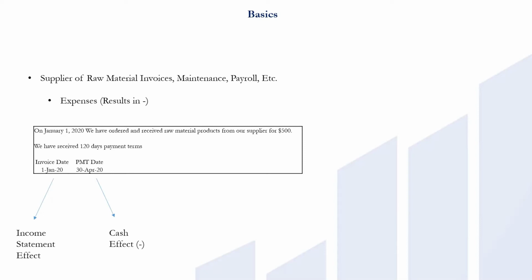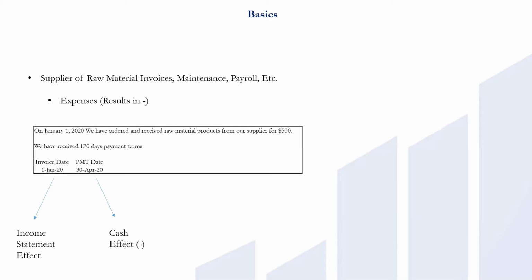He gave us an invoice for the goods, which means a paper that says we have bought that amount of goods for this amount of dollars, and we have to pay in 120 days. The moment I get the invoice and put it in my accounting system, the expense is recorded. So on January 1st, I will record an expense. However, I did not pay any cash yet.